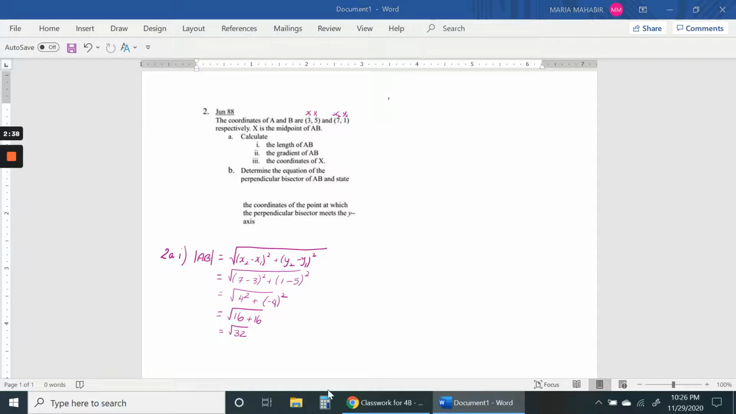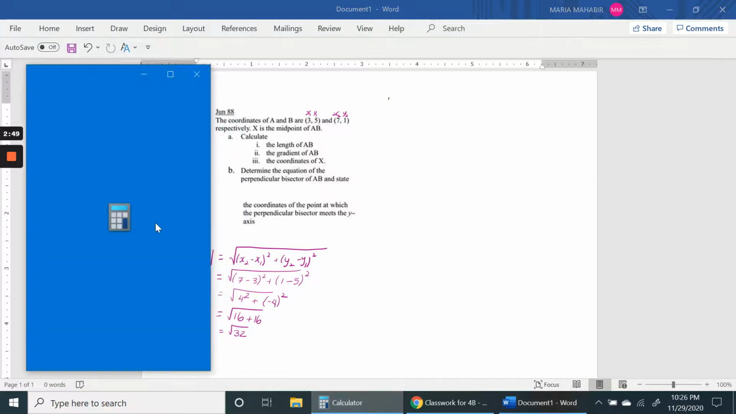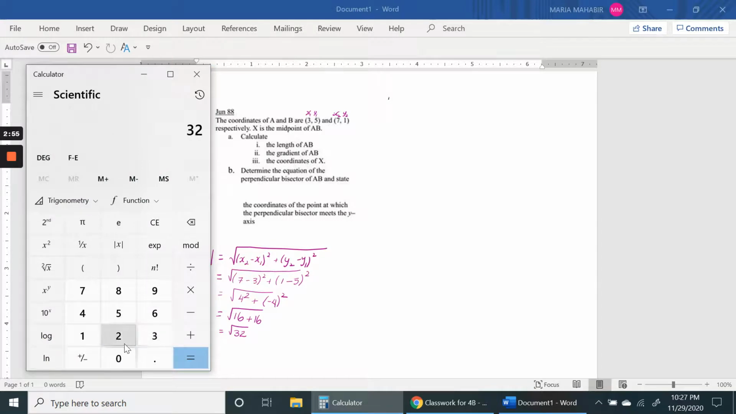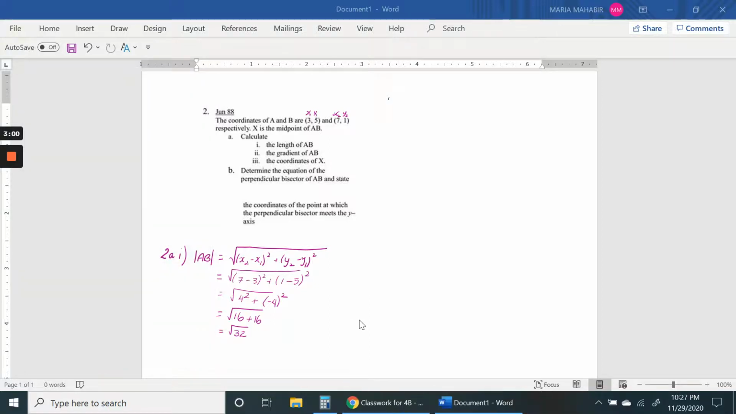And we can bring up the calculator, and we get the square root of 32, just give it a second, would be 5.7 to 1 decimal place. So equals 5.7 units, because they didn't give us centimeters or anything, so you just put units. So 1 decimal place.